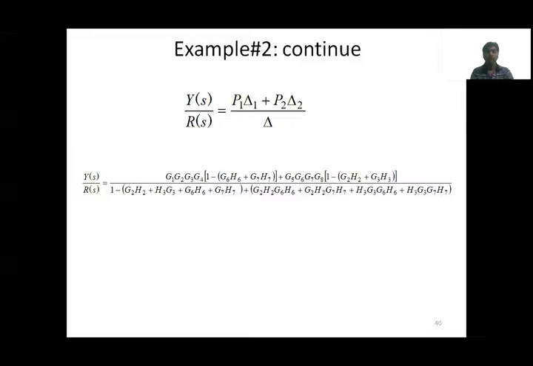Now, substitute in the Mason's gain formula. So, Mason's gain formula is here P1 delta 1 plus P2 delta 2 by delta, because here we have only two forward paths. So P1 delta 1, P2 delta 2 enough. After substituting all this P1, P2, delta 1, delta 2 and delta values, we will have this transfer function. I think you understood how to find the transfer function from the given signal flow graph.